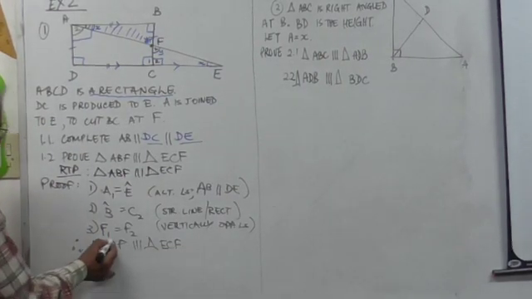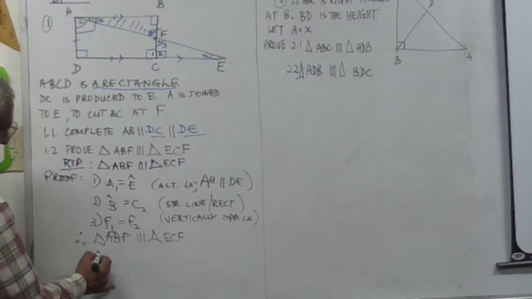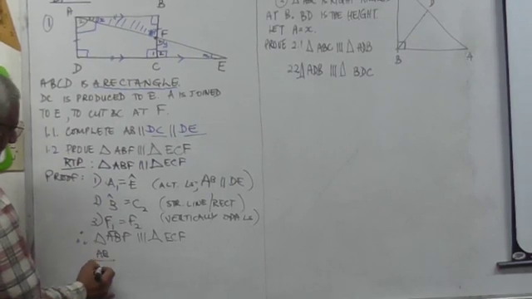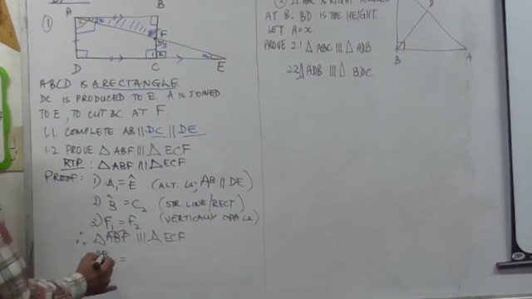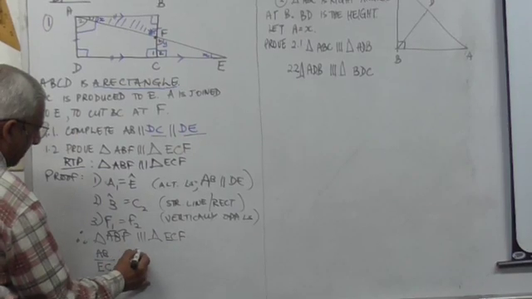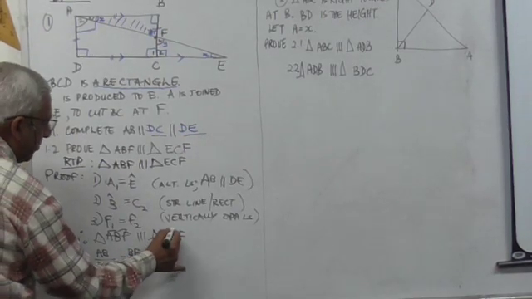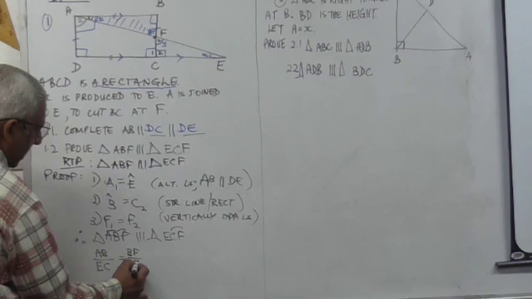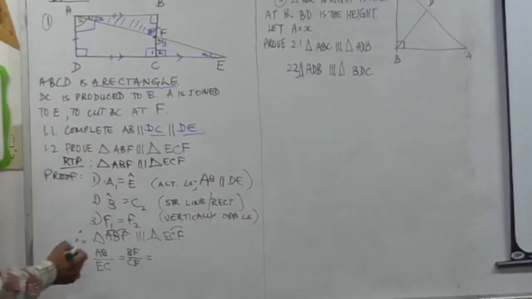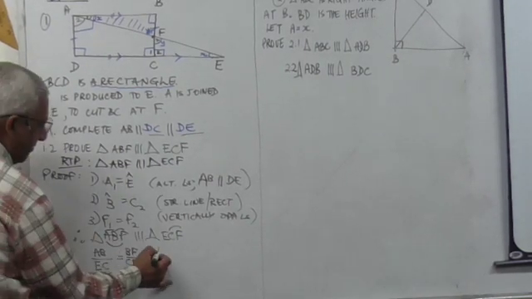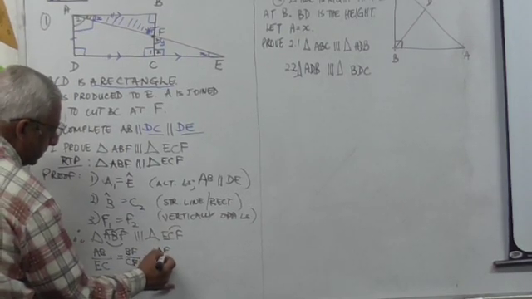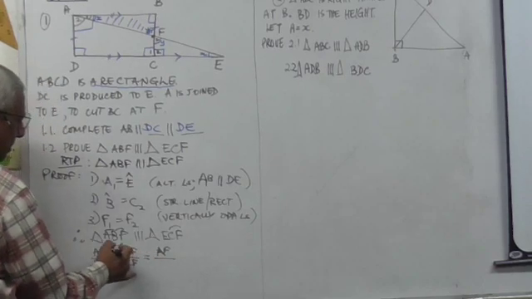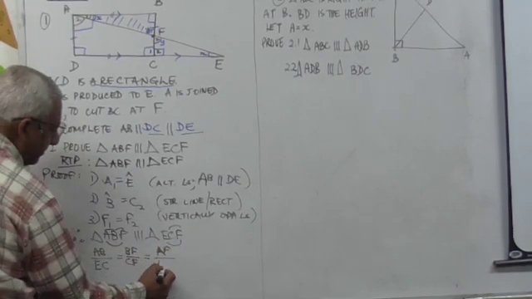The ratio, the first two, AB over EC is equal to the next ratio, BF over CF, which is equal to the last ratio, AF over EF.